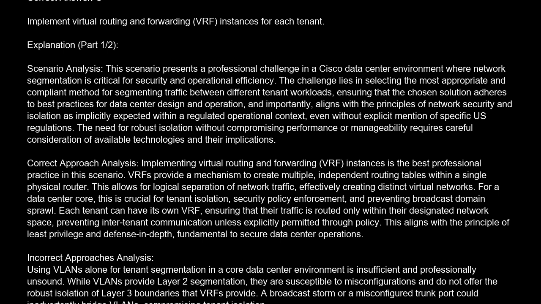Each tenant can have its own VRF, ensuring that their traffic is routed only within their designated network space, preventing intertenant communication unless explicitly permitted through policy. This aligns with the principle of least privilege and defense in depth, fundamental to secure data center operations.